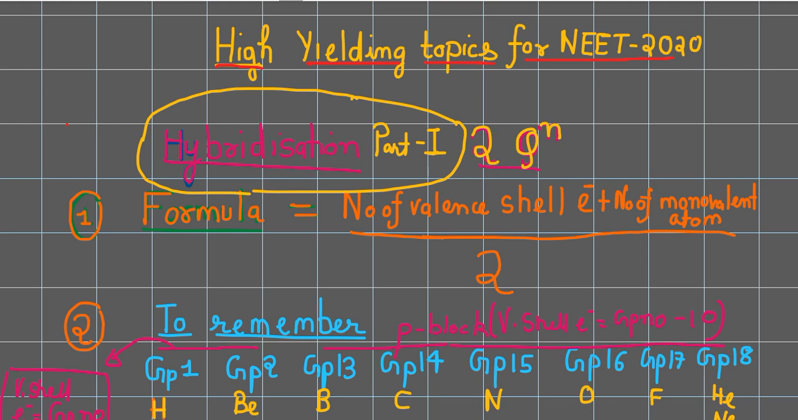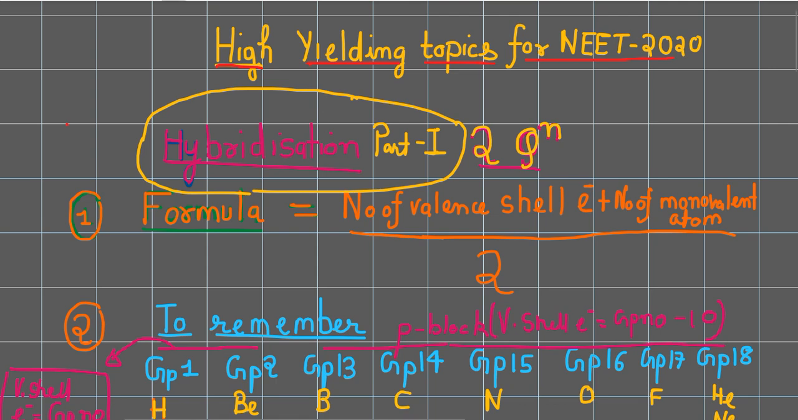So let's begin. First of all, the formula to find out hybridization is equal to the number of valence shell electrons in the central atom plus the number of monovalent atoms, divided by 2. Monovalent atom means an atom having valence equal to 1.